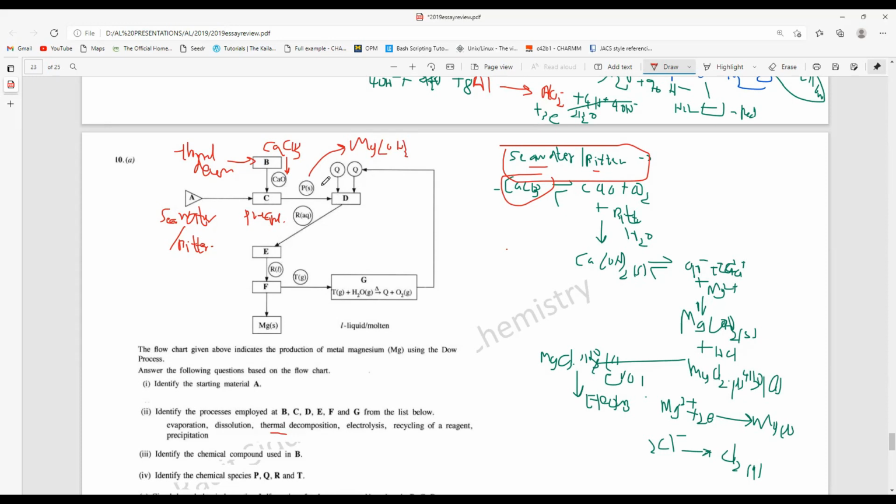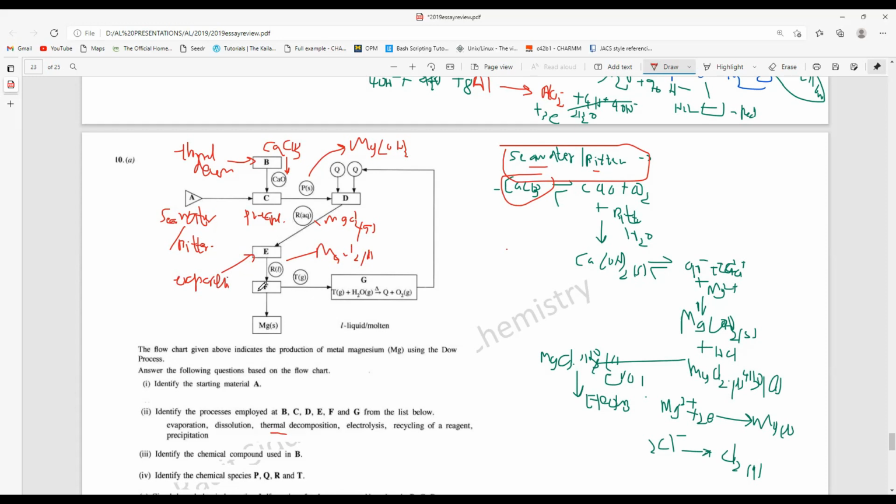So there is Q here. You don't know Q, but I think probably it should be HCl because you have the AQ. So surely this should be magnesium chloride AQ. And here it should be magnesium chloride in the liquid form because you do some removal of water here. So this E should be evaporation. Why? Because R AQ is turned into R liquid. So this should surely be evaporation.